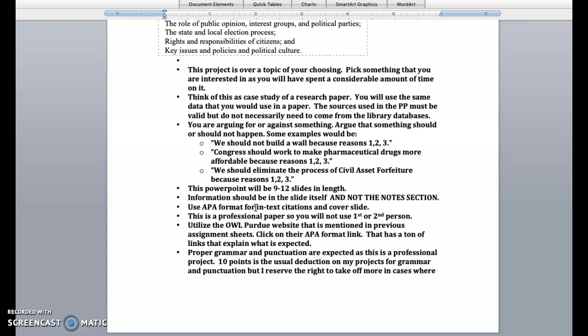For some of them, it's hard to pull it up. So that's more for if you were giving a lecture yourself, to be able to leave yourself notes. But for your PowerPoint, I want all the information in the slide itself because nothing else will be seen. APA format, we'll talk about that in a second. Make sure you don't use first or second person.